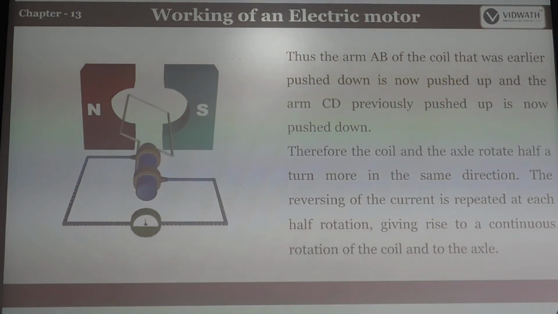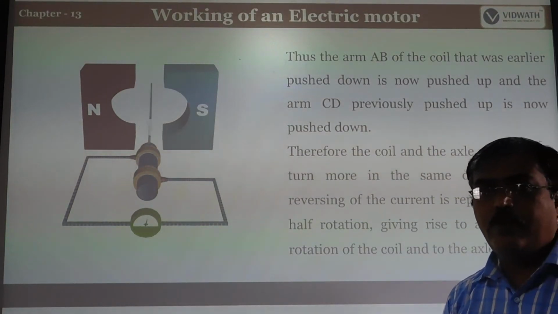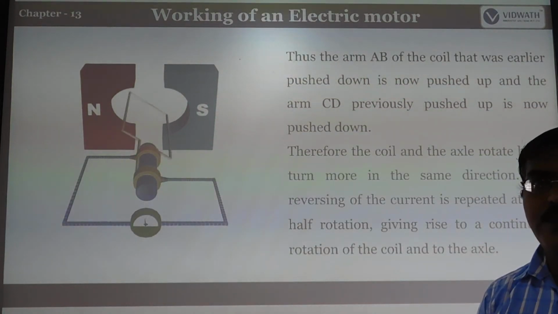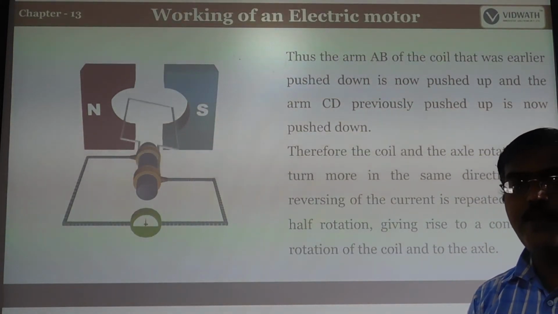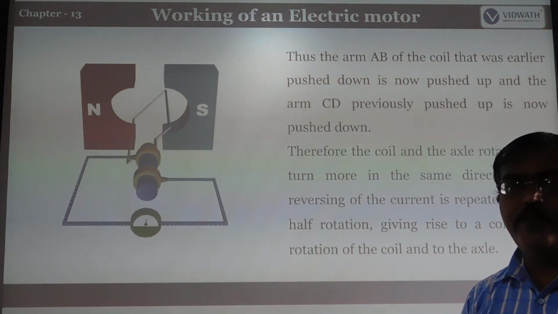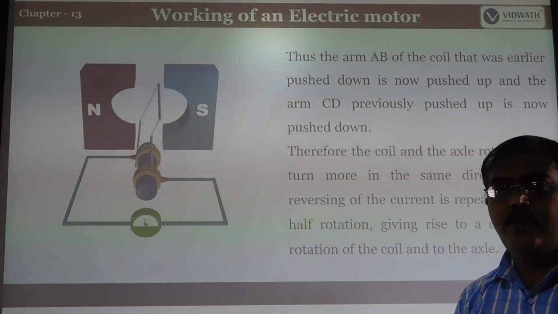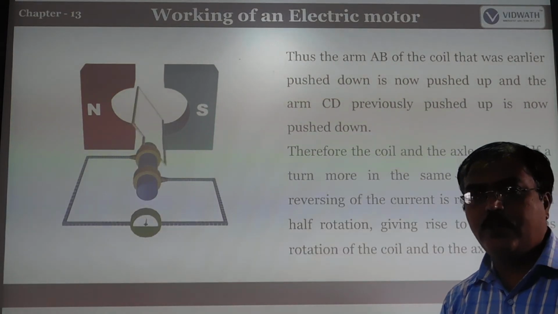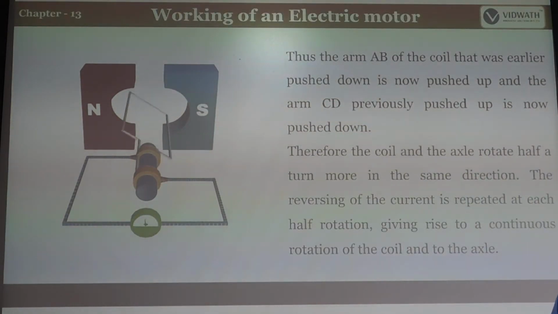Therefore the coil and the axle rotate continuously in the same direction. The reversing of the current is repeated at each half rotation, leading to continuous rotation of the coil and also the axle. So when AB completes one rotation, that is referred to as the half rotation. Then CD is passed on to ABCD. When the current passes through ABCD, the half rotation is completed with the reverse direction. So the current is passed on DCBA. That completes the other rotation. These two half rotations are completed in the current-carrying conductor.